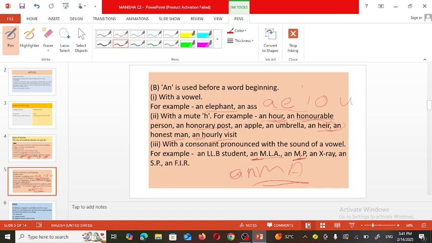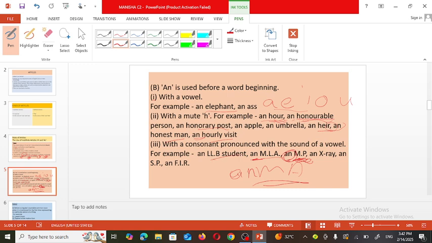MP. MP means Member of Parliament. But when we say member of parliament, a will be there. But when we pronounce the word MP, instead of a, an will be there.